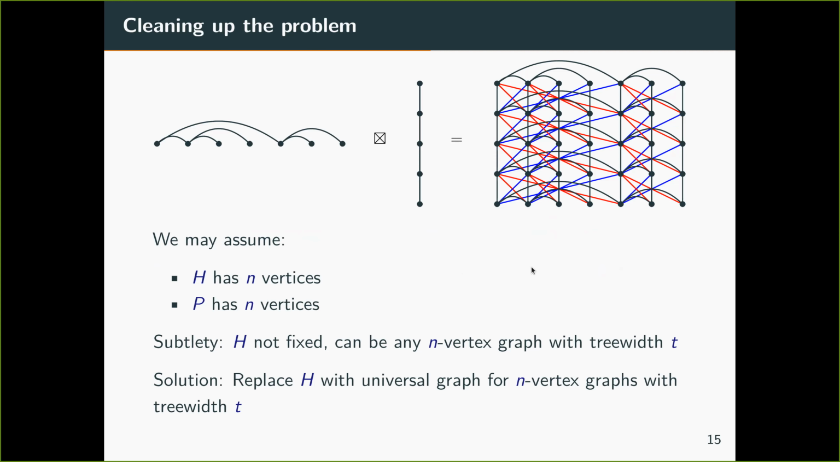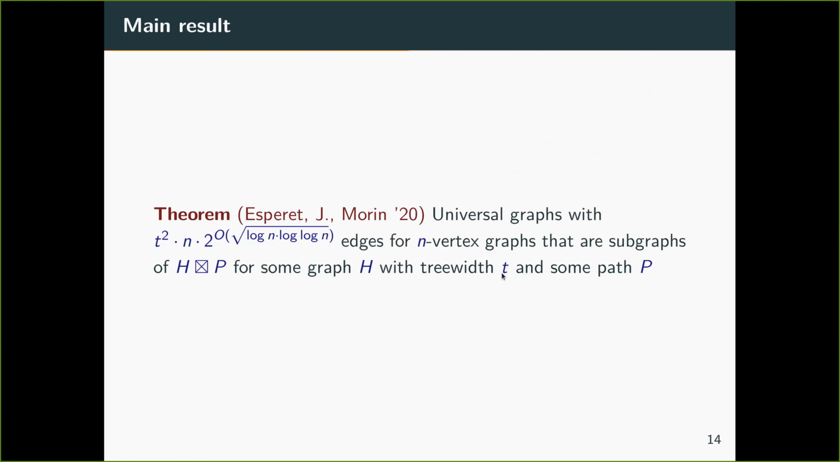But the first thing we do is that we actually clean up the problem a little bit. There is a subtlety in this setting: we want to prove something about n-vertex graphs that are subgraphs of this thing, but H is not fixed. H could be any graph with tree width t. And when we build our universal graph, it would be useful if somehow we knew which graph H of tree width t we are talking about, but H is not fixed. Somehow we have to be prepared for any graph of tree width t.